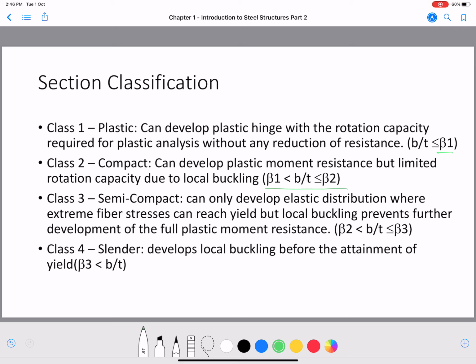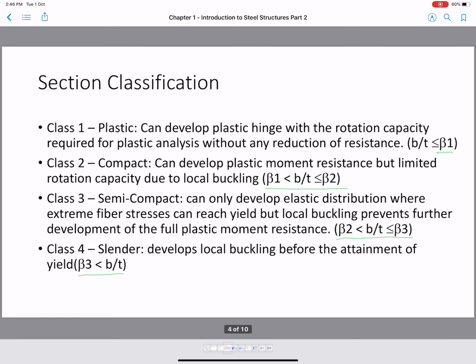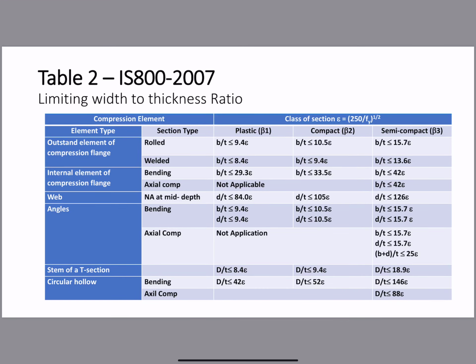For class 3 semi-compact, it can only develop elastic distribution where the extreme fiber stresses can reach yield, but local buckling prevents further development of the full plastic moment resistance. So this is called a class 3 section. The slender section develops local buckling before attainment of yield. That means, as we already discussed, local buckling will develop even before it reaches the yield point of the section. Now, what are beta 1, beta 2 and beta 3?